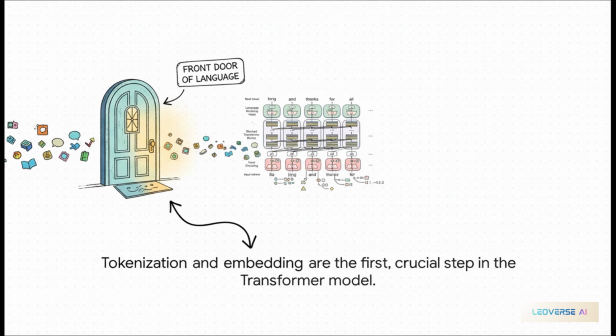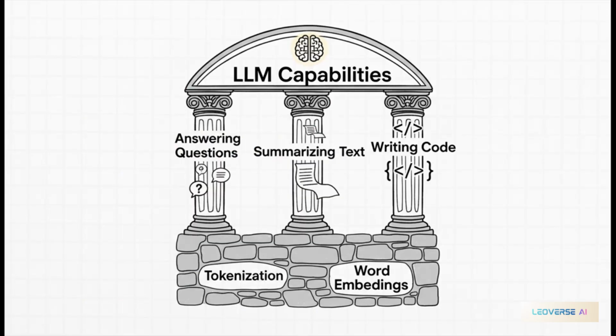And look, right there, at the very beginning of the whole process, input encoding. That's it. That's tokenization and embeddings. It is the front door that all language has to walk through before anything else can happen. Literally every amazing thing a large language model can do, from answering your questions to summarizing a dense article to writing actual computer code, it's all built on this fundamental ability to turn our language into these rich, meaningful vectors. Without tokens and embeddings, there is no AI as we know it today.